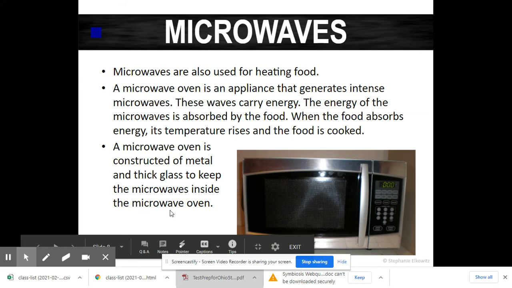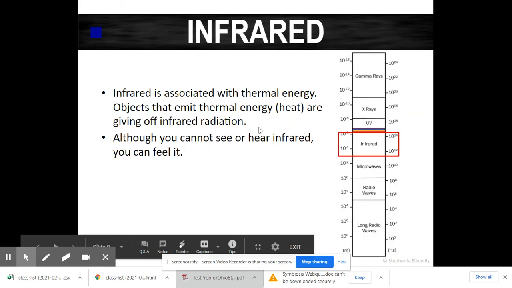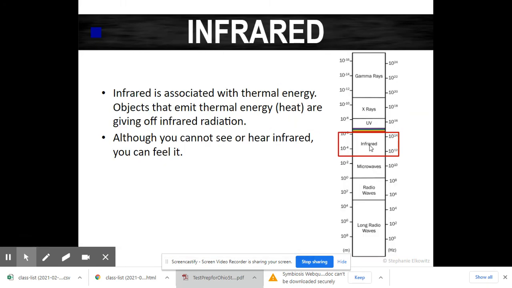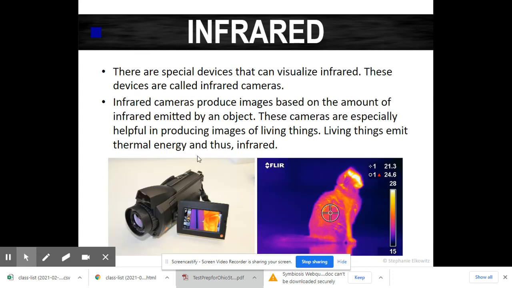Okay, so the weakest one is radio waves, then we're moving up. Next is microwaves. Then as we move up the spectrum, it's pronounced infrared. Infrared is associated with thermal energy. Objects that emit thermal energy, such as heat, are giving off infrared radiation. Although you can't see or hear infrared, you can feel it.